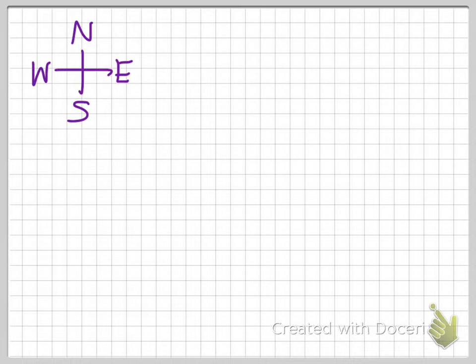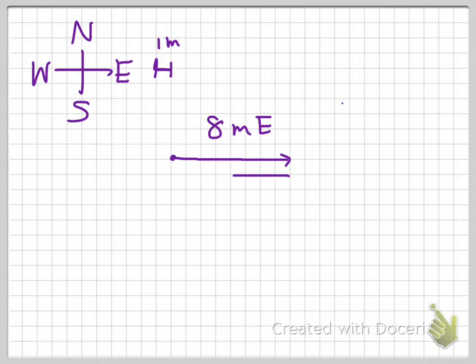If I tell you that someone travels, and we'll say that each block is 1 meter, and we travel 1, 2, 3, 4, 5, 6, 7, 8 blocks, so 8 meters east, and I'm going to not superimpose these. 1, 2, 3, 4, 5, 6 meters west, and then 1, 2, 3 meters east. What's my resultant vector?